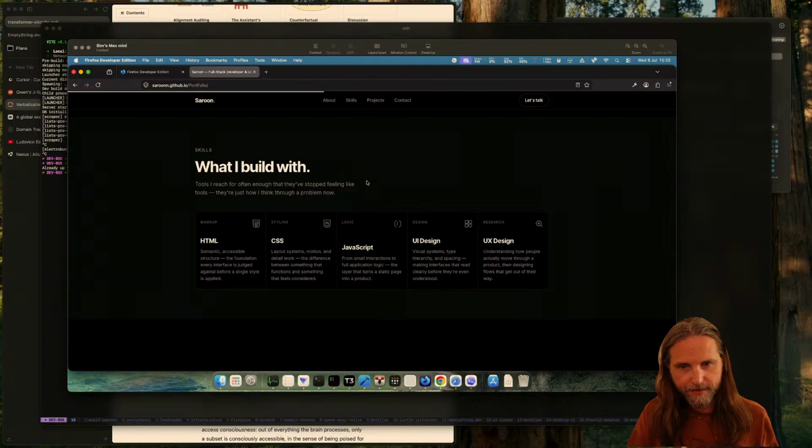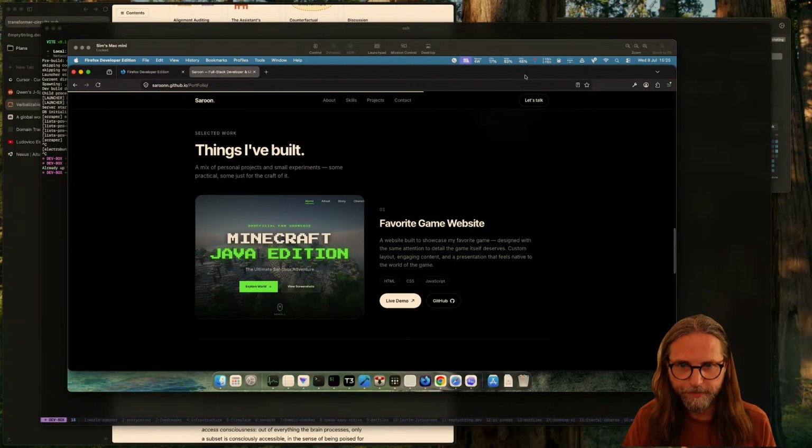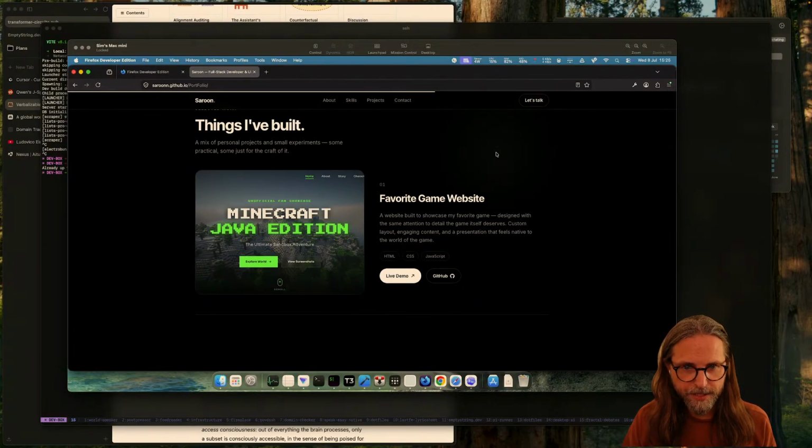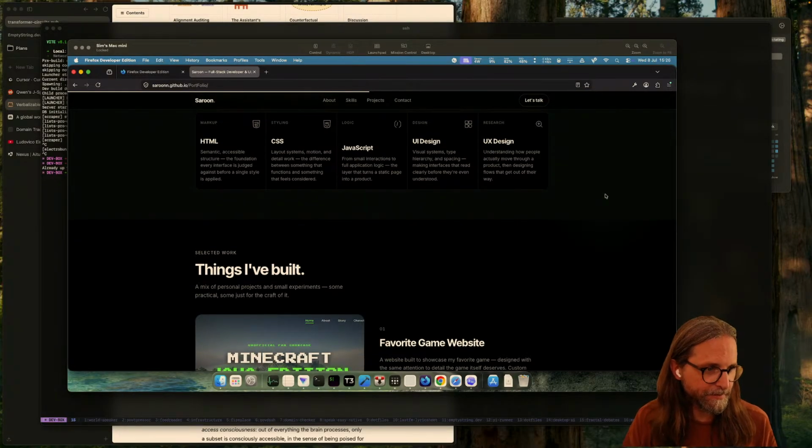HTML, CSS, JavaScript, UI design, UX design. That is a good place to start, I'd say. So, funnily enough, I wrote a bootcamp for devs a couple of years ago, which had a very similar remit. It also included things like Git and team-based workflows, how to work collaboratively.